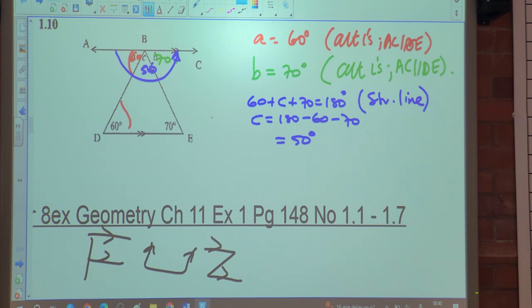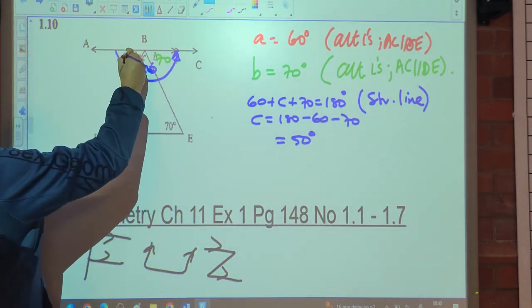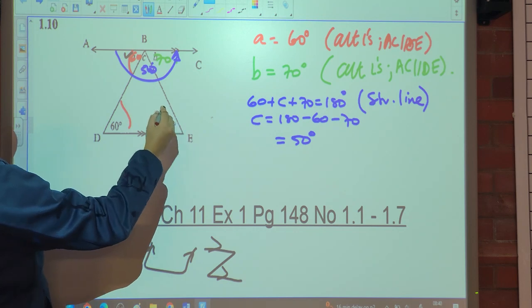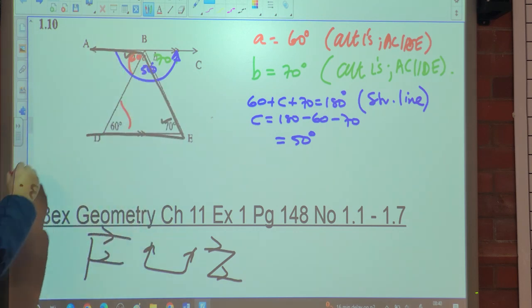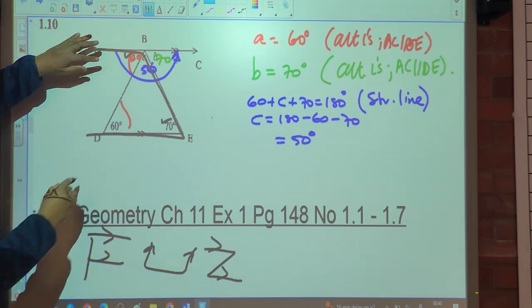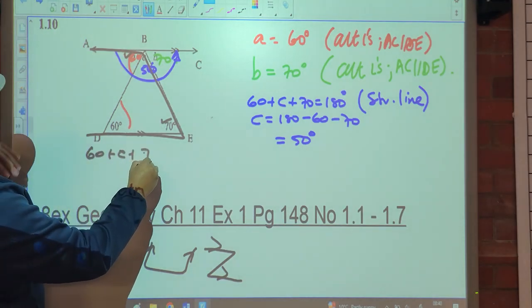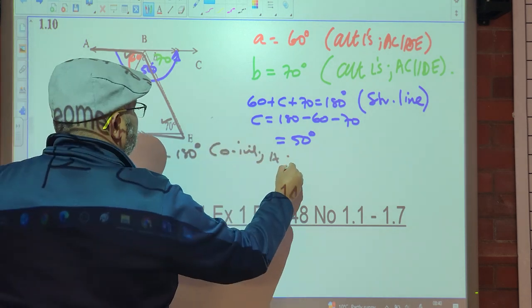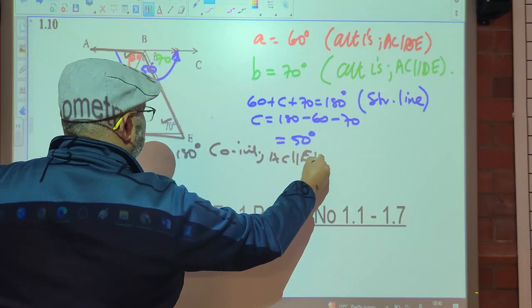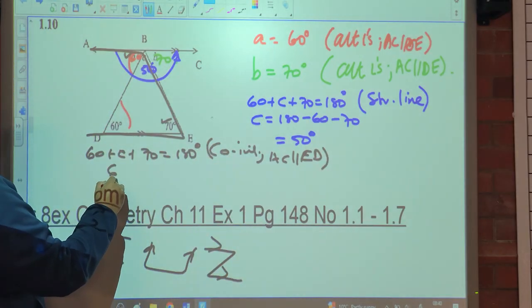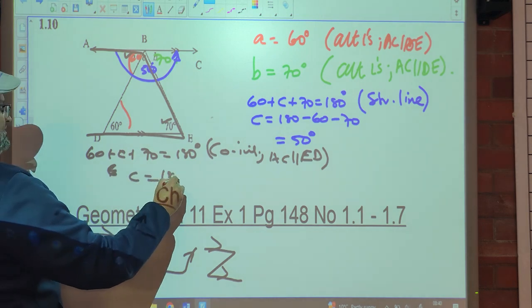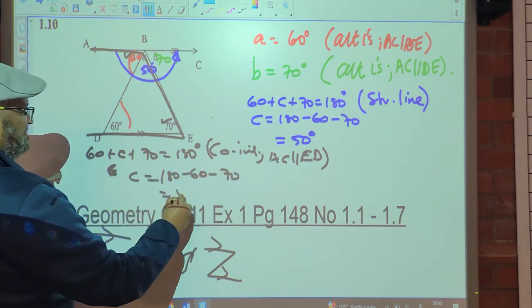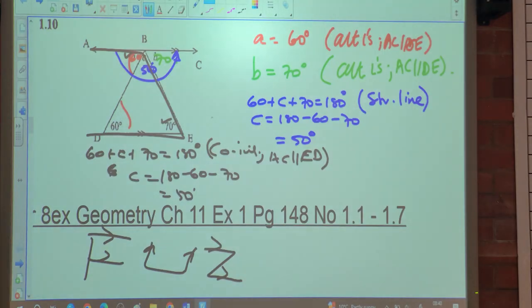And I'm sure there's other ways of calculating it as well. Because I had 60 here, at that point I had 60, I had 70, so I could have gone with co-interior angles as well. Did you see that? It would have been 60 plus C plus 70 is equal to 180, co-interior, with AC being parallel to DE. So that would have been C is equal to 180 minus 60 minus 70, which is again 50. And again, there's many ways of calculating the unknown angles.